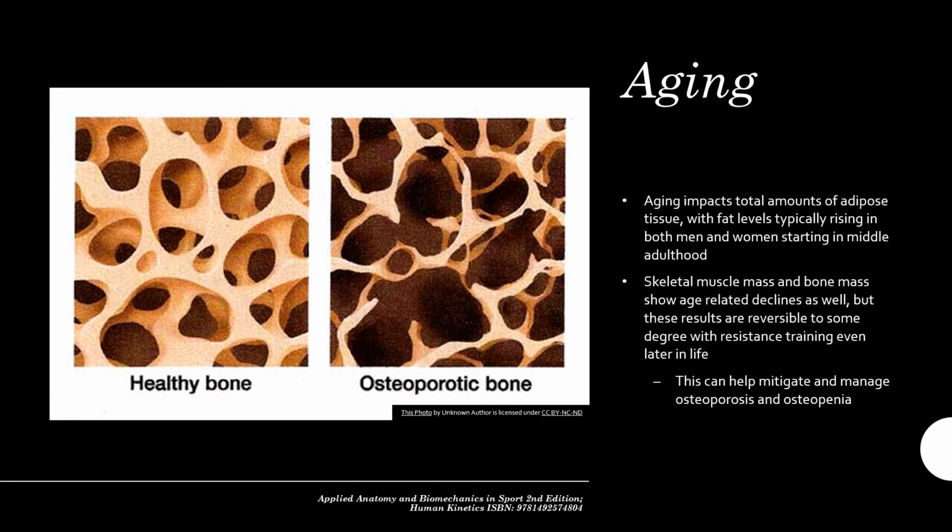So we can see here to the left, on the far left side, you have a picture of healthy bone infrastructure. And then on the right, you have bone that has gone through osteoporosis. So we can see that this bone mass has declined, the bone infrastructure has become brittle, and this is more prone to breakage and doesn't support the body as well.